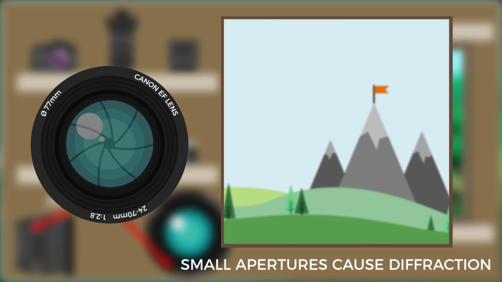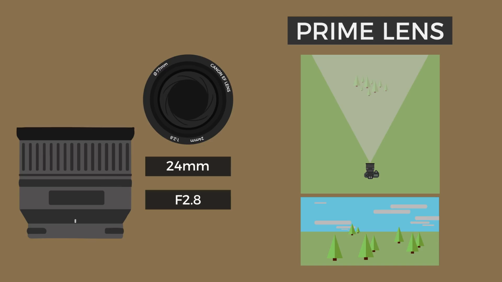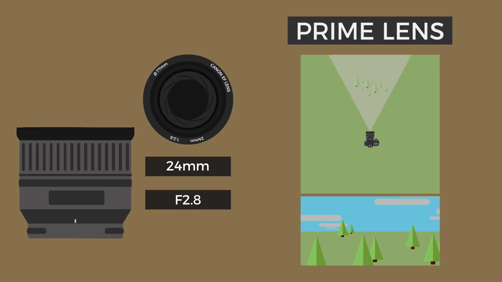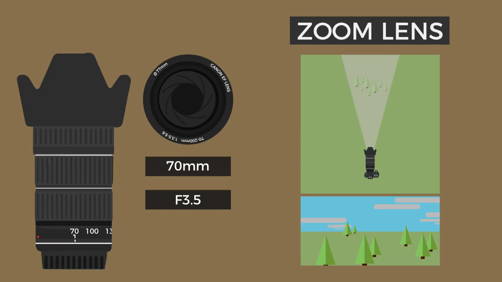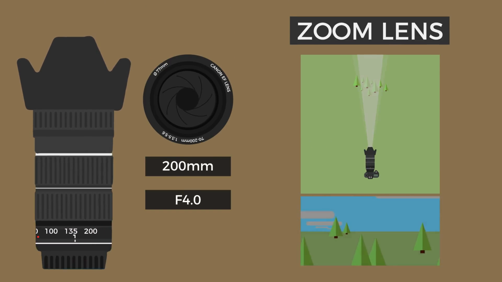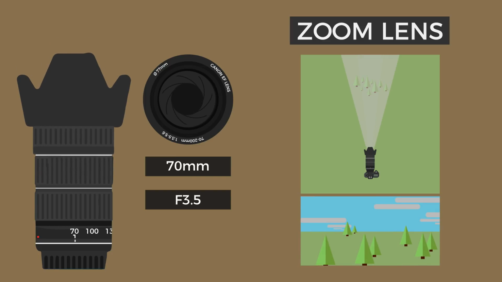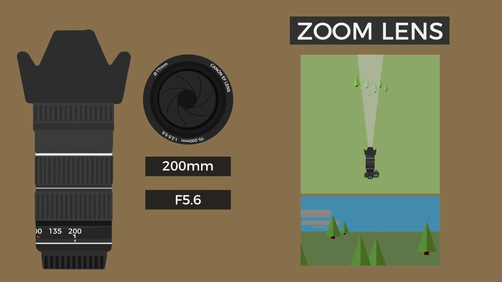It is also worth noting the two types of lenses, primes and zooms. Prime lenses have a fixed focal length, meaning they cannot zoom without physically moving closer or further away from the subject. Zoom lenses give you the flexibility to zoom in or out of an object while remaining stationary. While prime lenses will have a fixed maximum aperture, the maximum aperture of a zoom lens will often get smaller as the focal length increases.